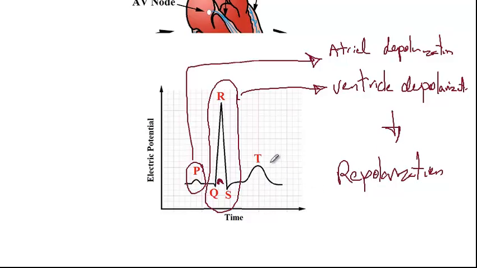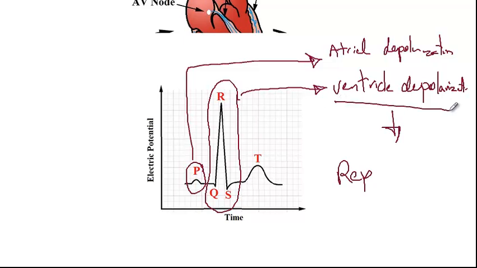The ventricular repolarization, on the other hand, is shown by the T wave. So the T wave represents ventricular repolarization. All right, so let's go over all these one more time. We have the P wave that represents atrial depolarization. We have the QRS that represents ventricular depolarization. And then finally we have the T wave that represents ventricular repolarization. Atrial repolarization, we can't see in this graph because it falls under the QRS interval.